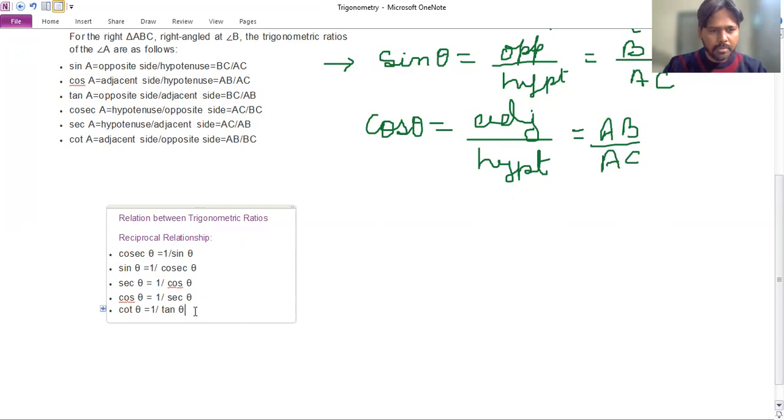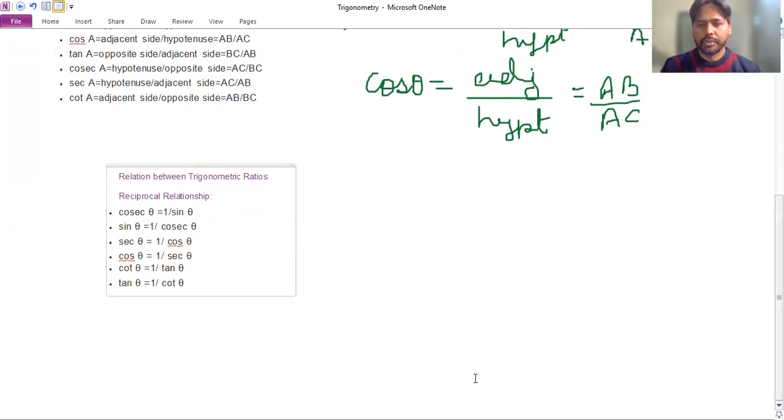And then similarly we can use the same methodology in an inverse way, in reverse order, that the tan of theta will be equal to 1 upon cot of theta. So this is how the reciprocal relationship works.